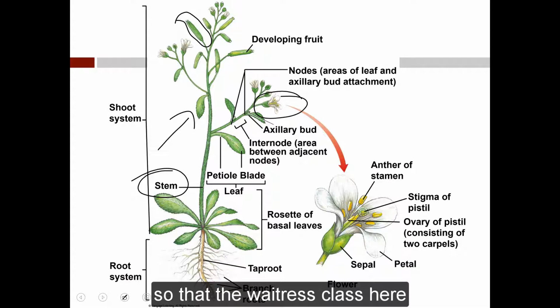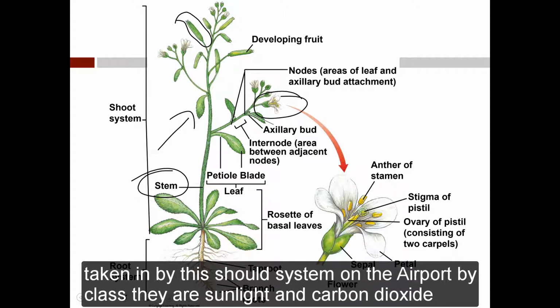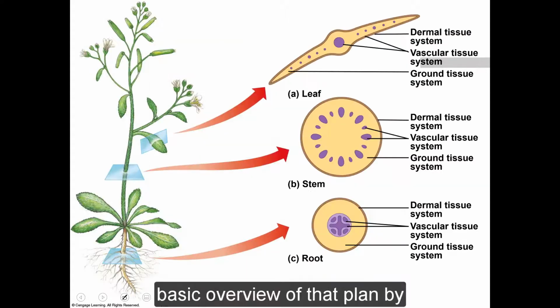So the nutrients, class, here for this illuminated portion of the plant, which is within the dry air, are, of course, sunlight and carbon dioxide. So I say again, the nutrients here taken in by this shoot system, part of the aerial portion of the plant, class, they are sunlight and carbon dioxide. So please keep in mind this basic overview of that plant body.